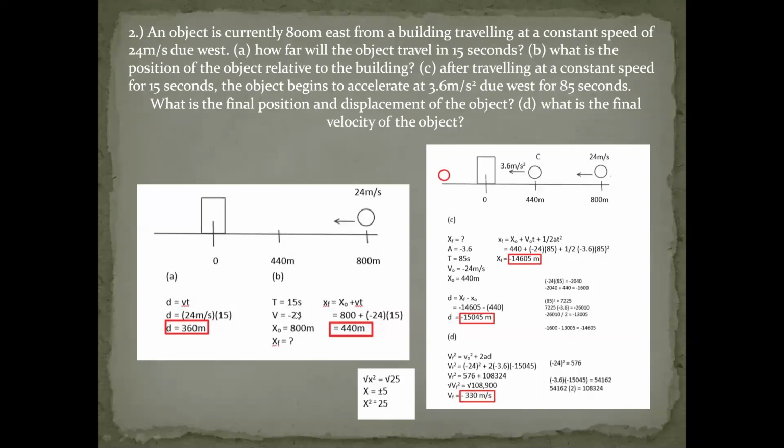So first step is you're gonna list down everything that you know. We know that the time is 15 seconds and our speed or velocity is negative 24. So bakit siya naging negative? It's because the object is traveling west. So negative siya. Diba pag west or south, negative. Pag north or east, positive. Okay? Kaya siya naging negative.